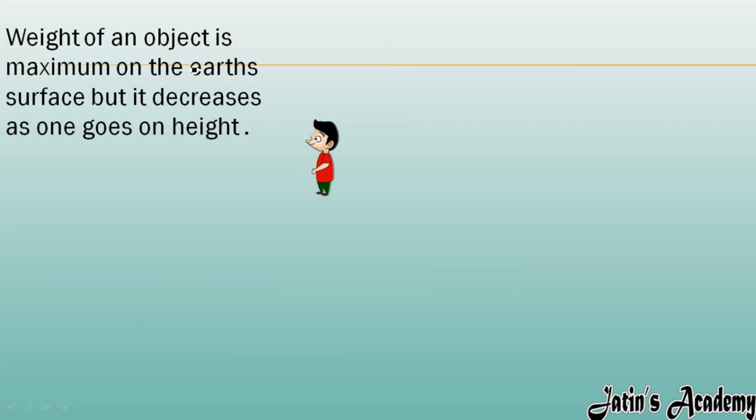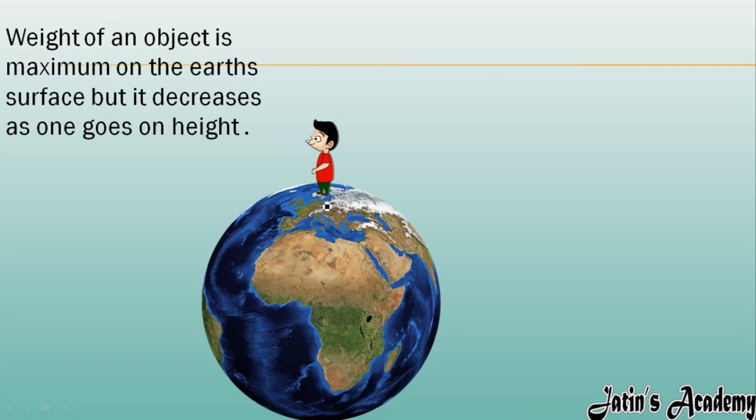Next, the weight of an object is maximum on the earth's surface but decreases as one goes to a greater height. For example, this is the earth. When we talk about the earth's surface, it means this full part, and in this full part, weight is maximum. But as an object goes to some height, at that point weight is going to decrease. But when an object is on the moon's surface, its weight is different. Okay.